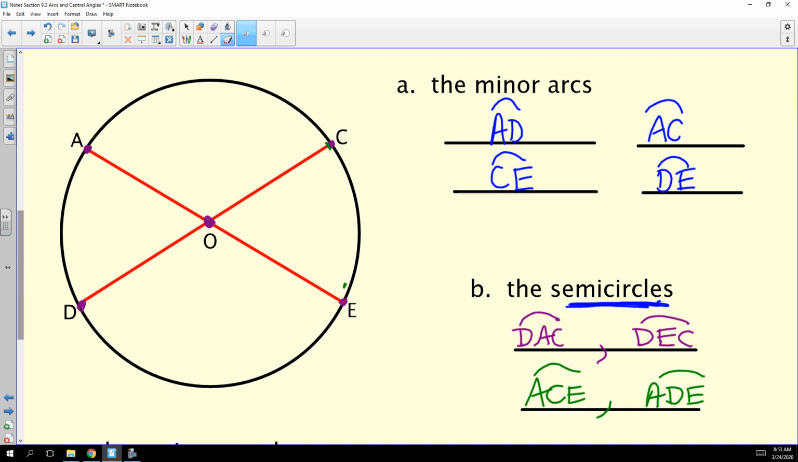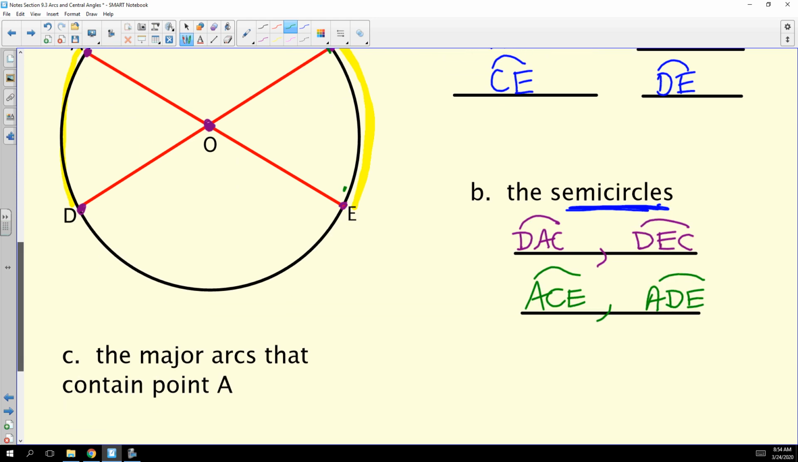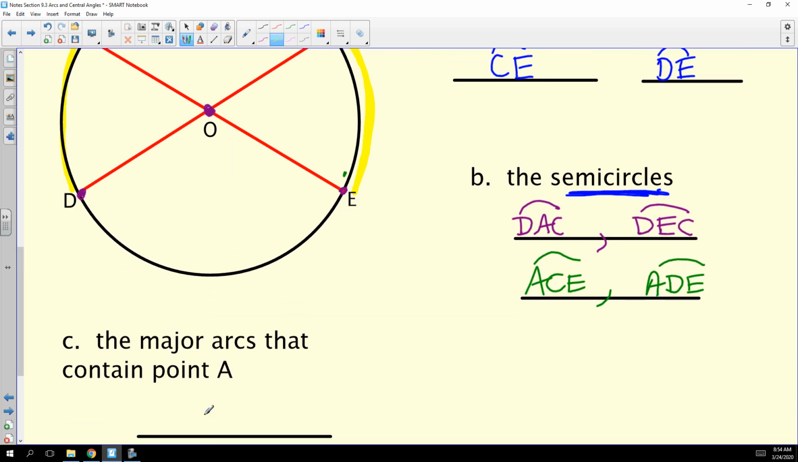Okay, so if we start at point, let's say we start at point D, and we go through A and through C and around to point E, that would be a major arc. I'm not going to name it with all 4 points. I'm just going to name it with 3. So we're going to call that arc DAE. So arc DAE is the one that I'm talking about right there.